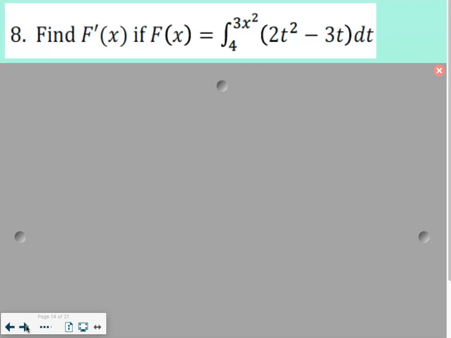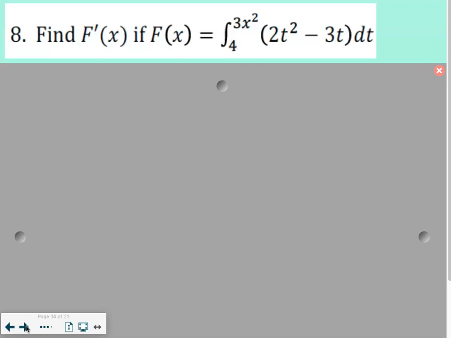What is this? When you have a derivative of an integral with variables in the limits, this is FTC part 1. Plug in the top limit times its derivative minus plug in the bottom limit times its derivative. It's easy if you remember it and recognize it, right? So we want a derivative of an integral with variables in the limits. Take this 3x squared and plug it in for t times the derivative of 3x squared, which is 6x. Minus, take the 4, plug it in for t times the derivative of 4, which is 0.